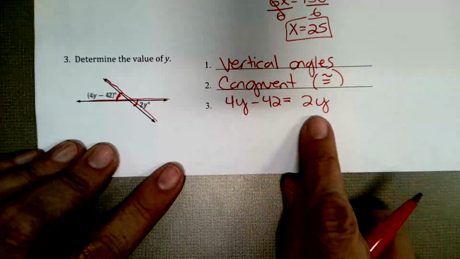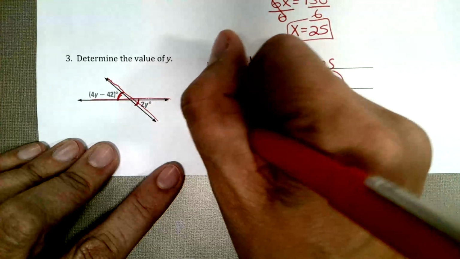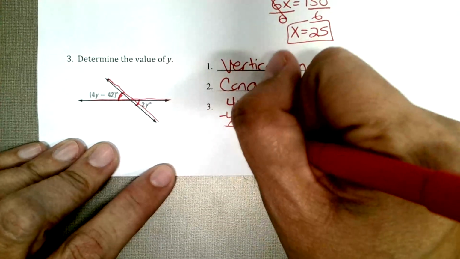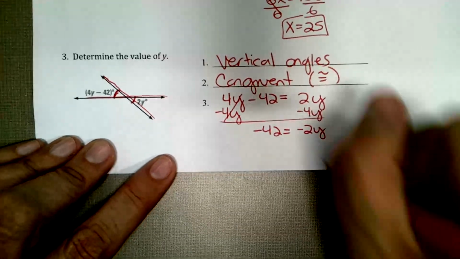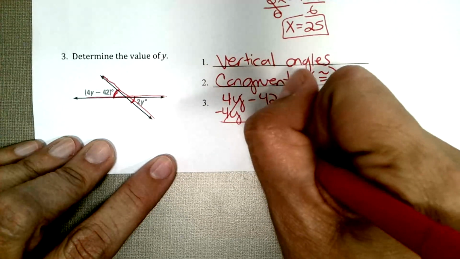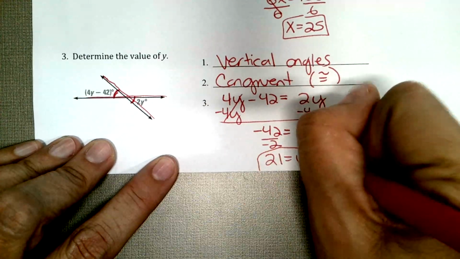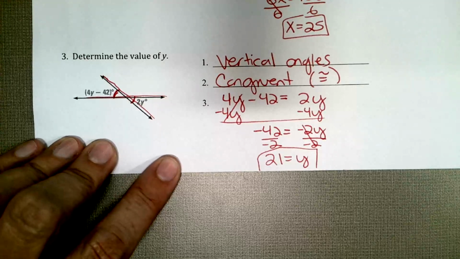And then we'll solve. You don't want to get rid of 2y because you would have nothing left on that side. So I'm going to subtract 4y. So negative 42 equals negative 2y, and then divide by negative 2, giving me 21 equals y. And this question just asked for the value of y, so we're done.